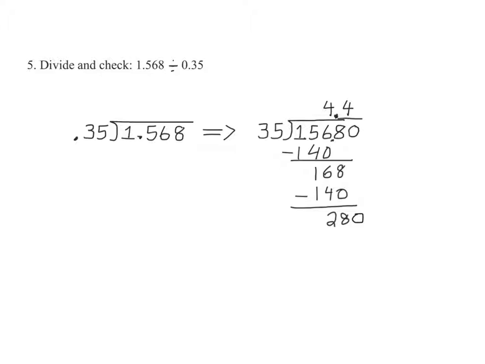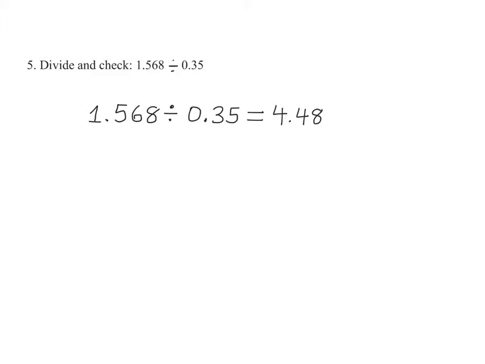And we ask ourselves, how many times does 35 go into 280 at most? And the answer is 8. Since 8 times 35 equals 280. When we subtract, we get a remainder of 0. Therefore, 1.568 divided by 0.35 is equal to 4.48.